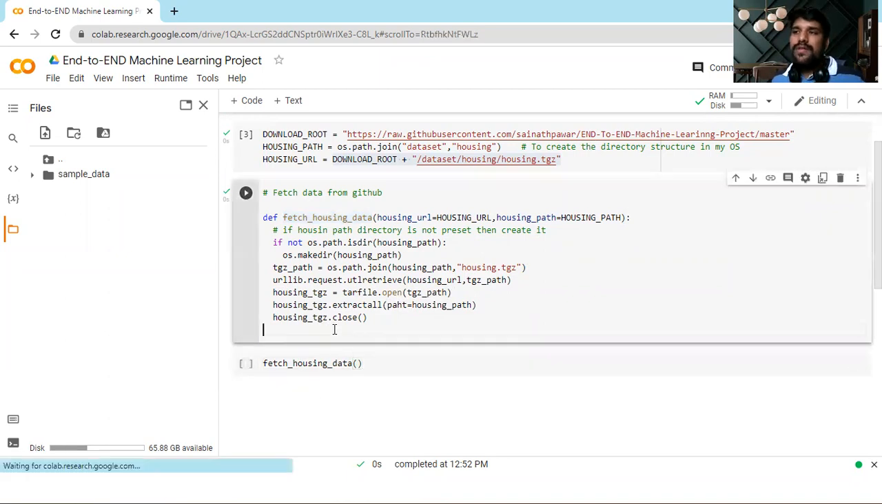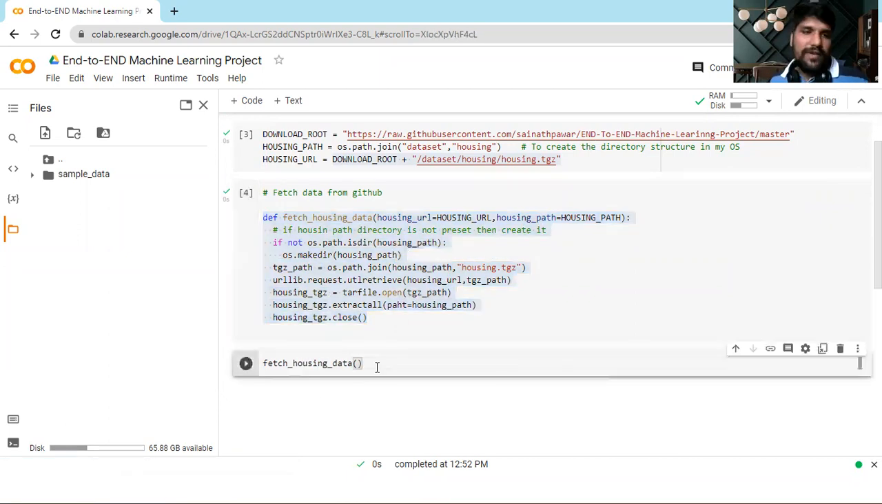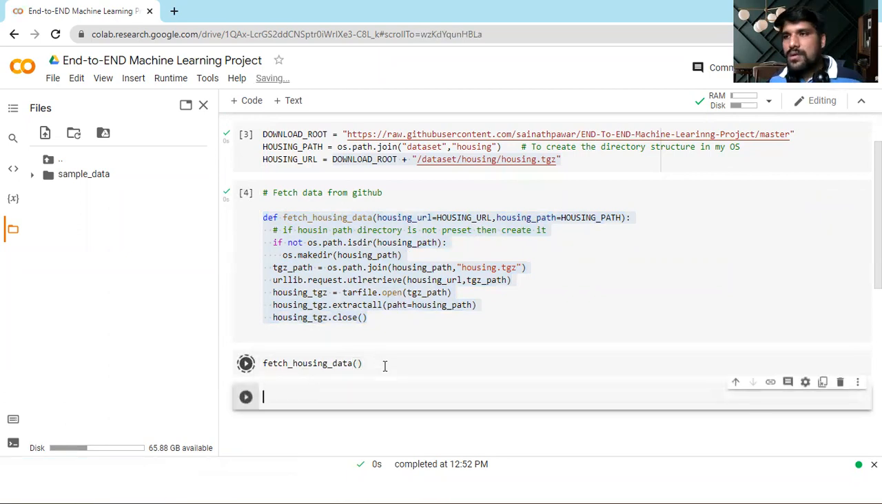So what is the benefit of this? This is a standard. You can use this function as many times as you want with your variable. But as I mentioned, I haven't given any value, so it uses the default one. So let's execute and see what we are getting.